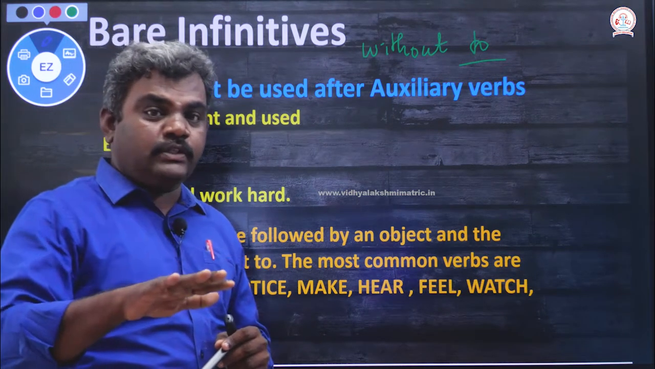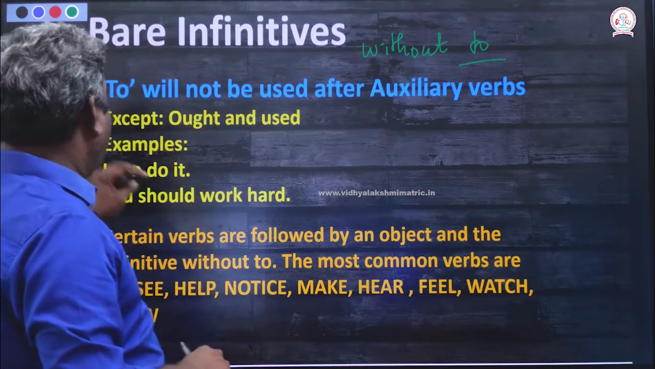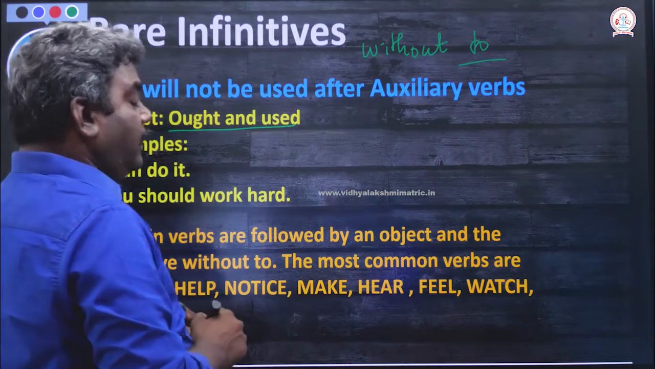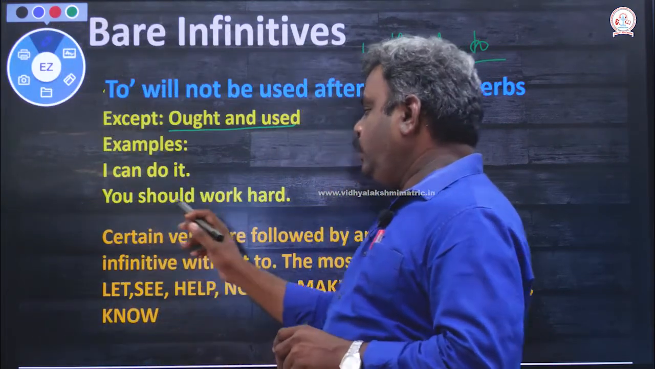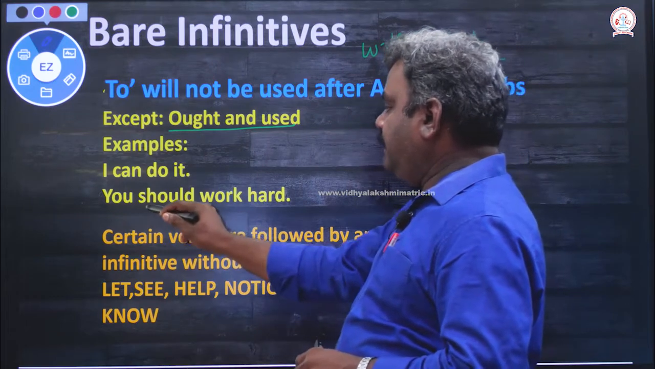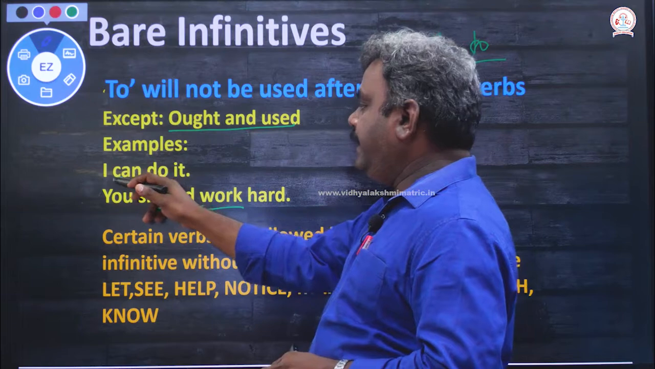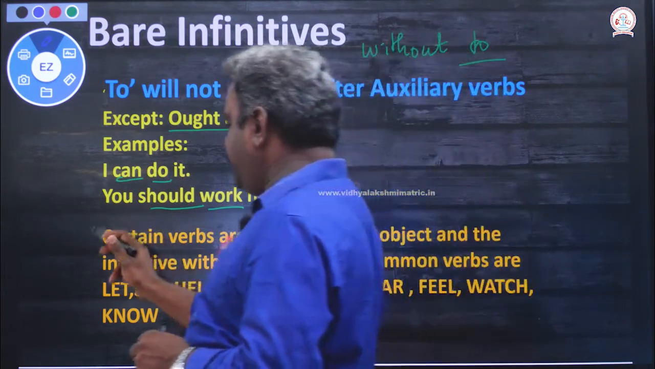Even other modal auxiliaries also, except ought to and used to. Example, I can do it. You should work hard. Here after should we should not write to, even though we have the main verb. Next thing is, this is very, very important.